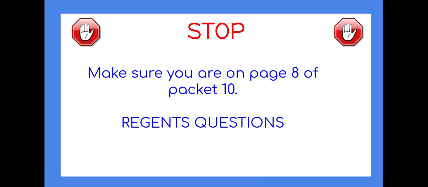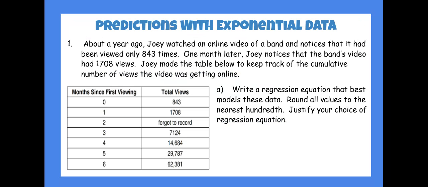Okay, make sure you're on the top of page 8 in packet 10, and we're doing the Regents question. Stop to make sure that you have that on your page. This is what the question looks like. It says: about a year ago, Joey watched an online video of a band and noticed that it had been viewed 843 times. One month later, he noticed the video had 1708 views. Joey made a table below to keep track of the cumulative number of views the video was getting. Write a regression equation that best models this data, and round your answer to the nearest hundredth.